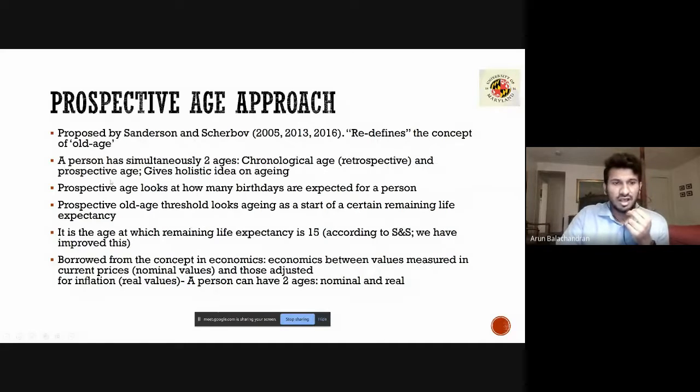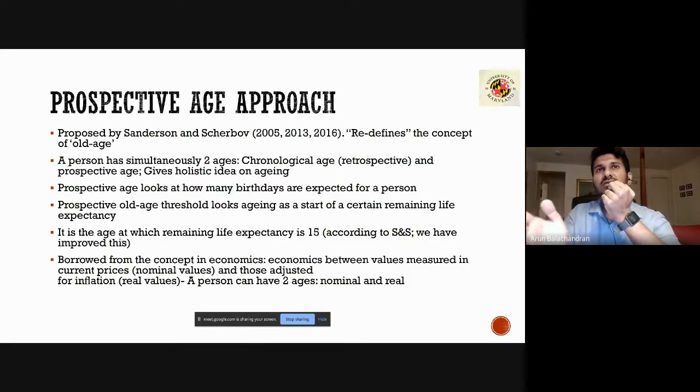expected to have. They continue with their methodology and argue that a new way to look at population aging would be to define the old age threshold as the age where the remaining life expectancy is 15. So if you calculate the age at which remaining life expectancy is 15, that would be a better prospective way of looking, because you have 15 more years to live from that point, rather than the number of years you have already lived in reaching 60.